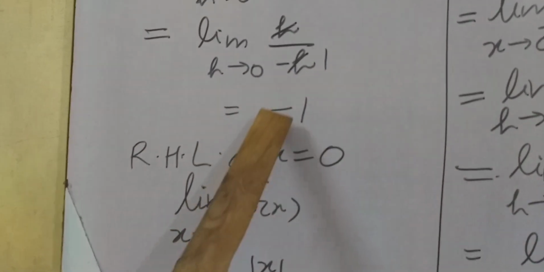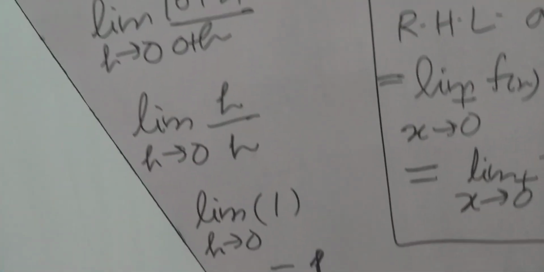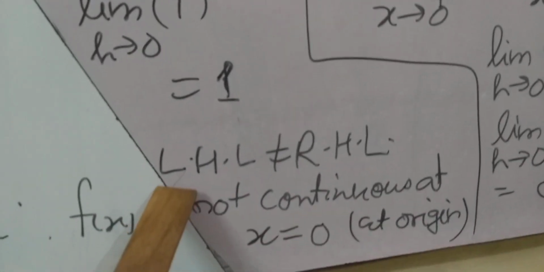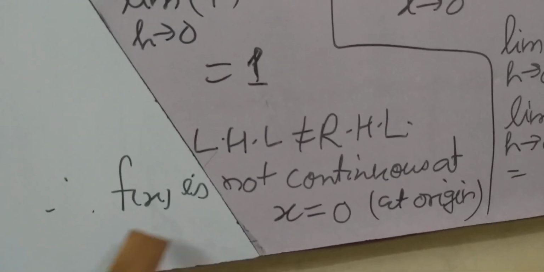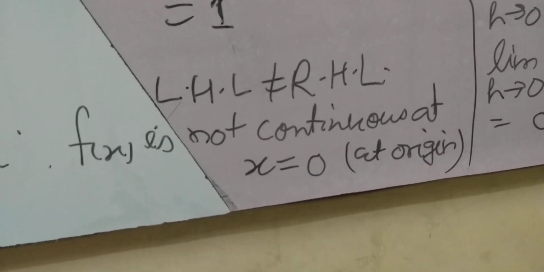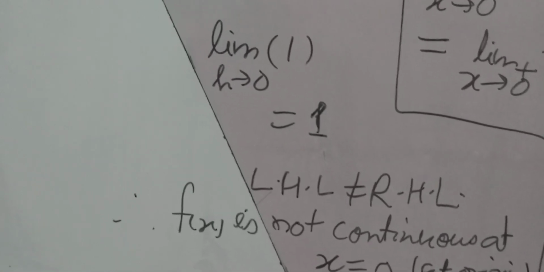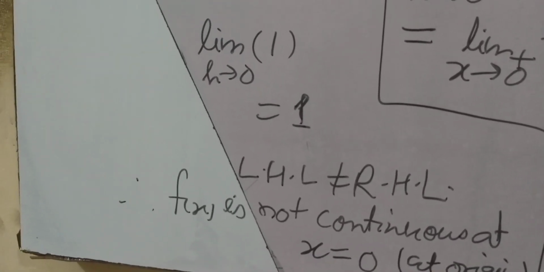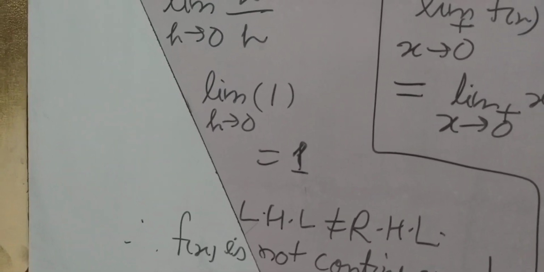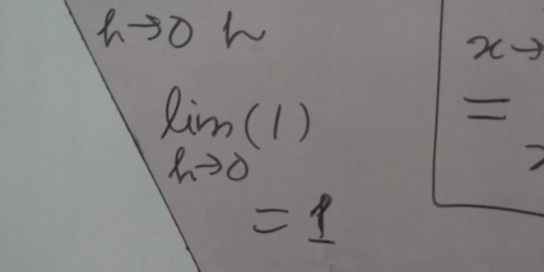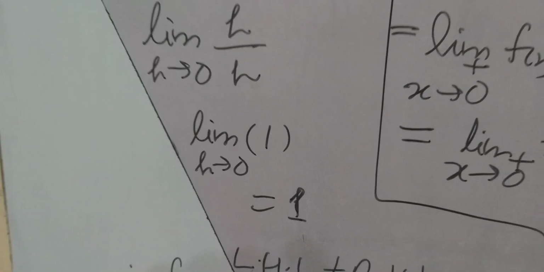So students, LHL answer is minus 1, RHL answer is 1, both are not equal here, so we have to mention here LHL is not equal to RHL. It means the function is not continuous at x equal to 0, because we know that a function is continuous when left hand limit equals right hand limit equals the value of the function at the given point.